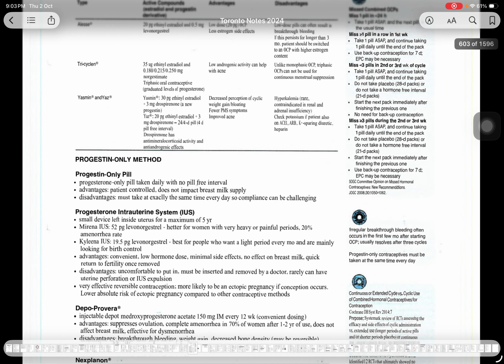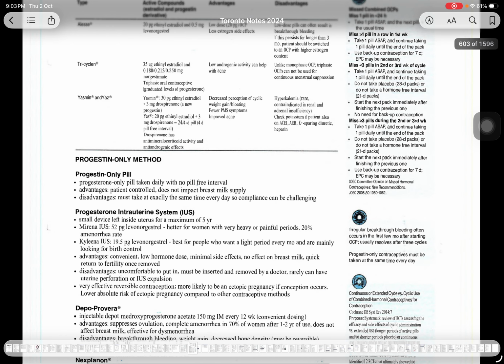Emergency contraception may be required. So if more than three pills are missed, you continue taking the hormonal ones only, no sugar pills, until the end of the pack. And also make sure you use 7 days of backup contraception, and have the emergency pill ready, like the Plan B one.